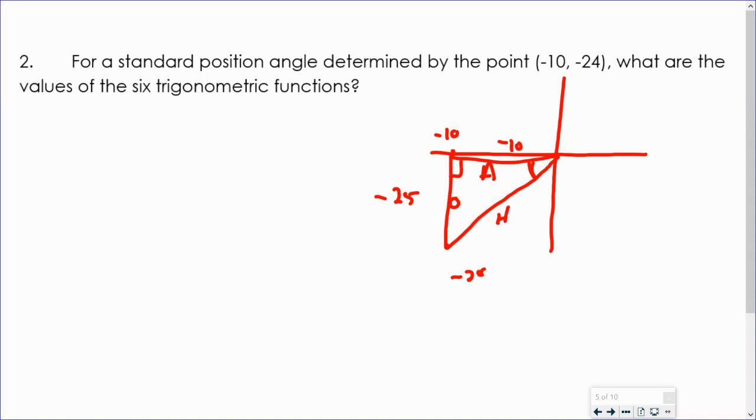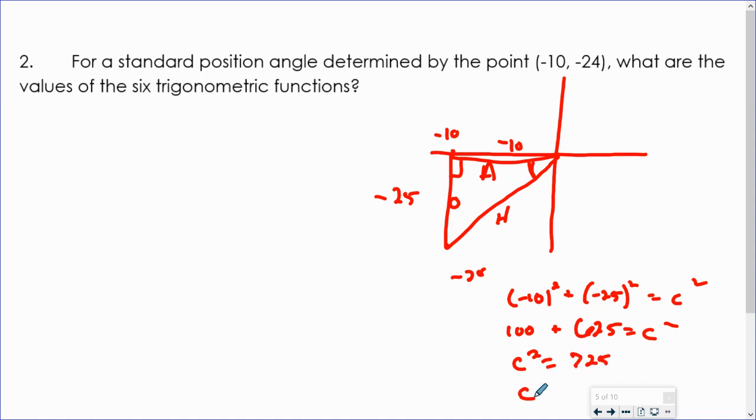So I need to figure out the hypotenuse. That means I would go -10 squared plus -25 squared is equal to c squared. So 100 plus, I wanted to say 625, but I don't think that's it. It is. 25 times 25 is 625. Equals c squared. So c squared is equal to 725. C is equal to the square root of 725. It's ugly.